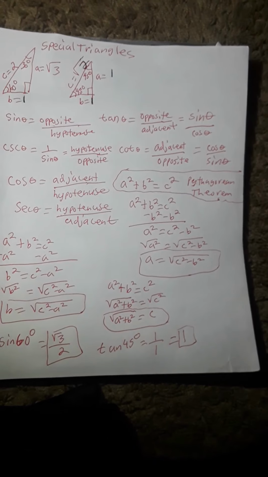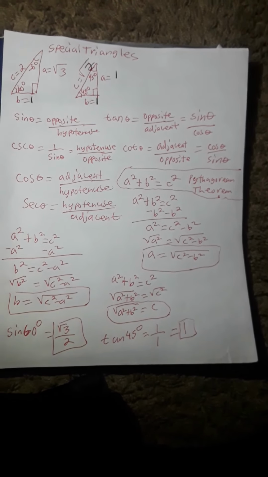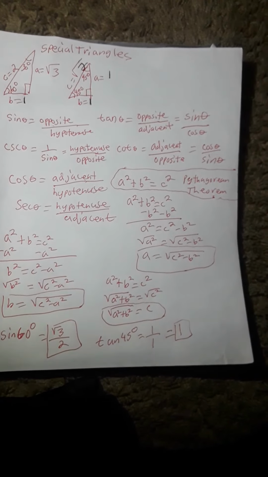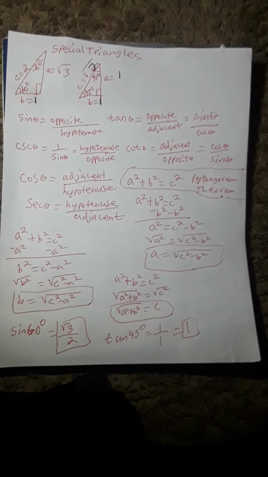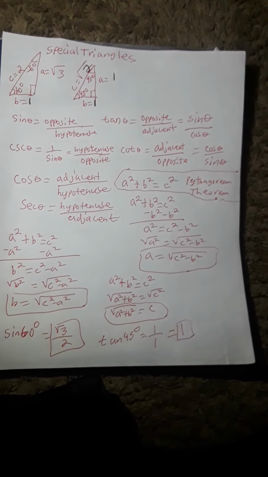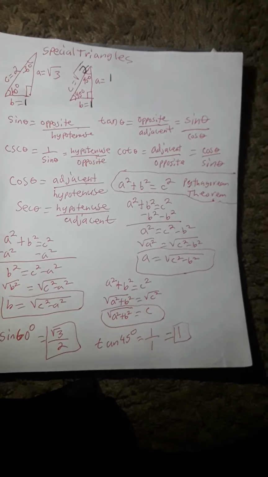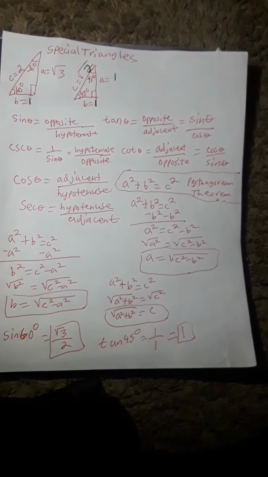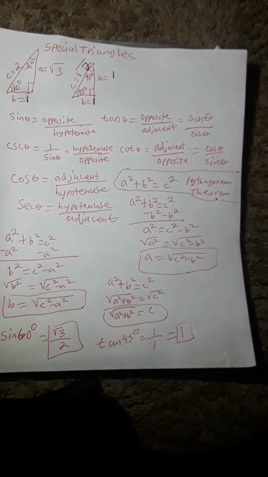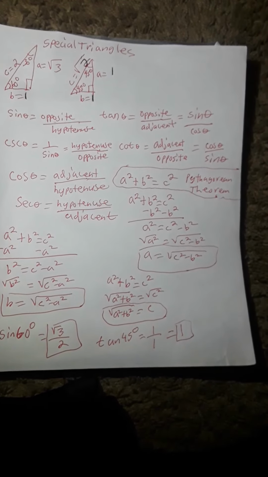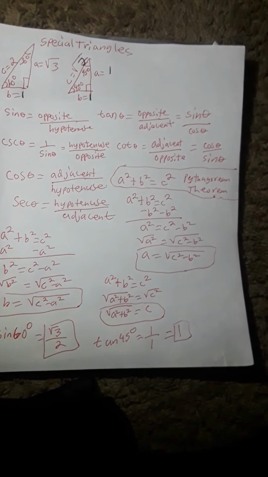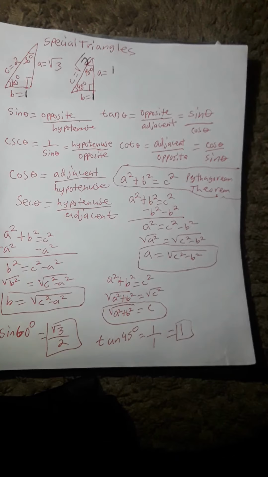Now we have something known as the Pythagorean theorem, which is a squared plus b squared is equal to c squared. Now here is how we solve for a. We would have to subtract b squared from both sides, and you get the equation of a squared is equal to c squared minus b squared, and take the square root to both sides, and we get a is equal to the square root of c squared minus b squared.